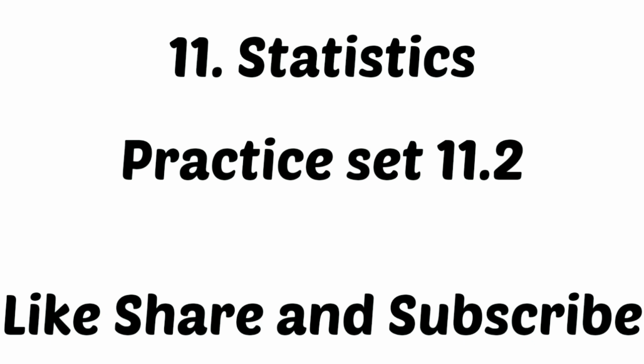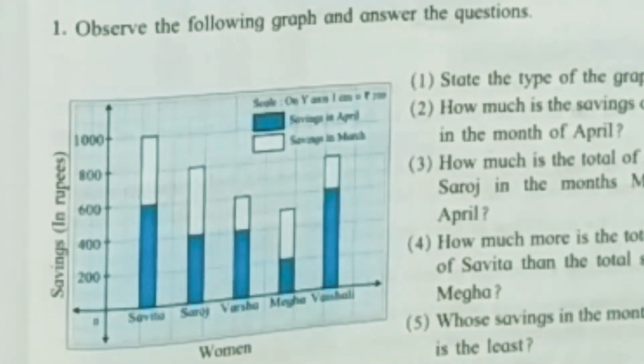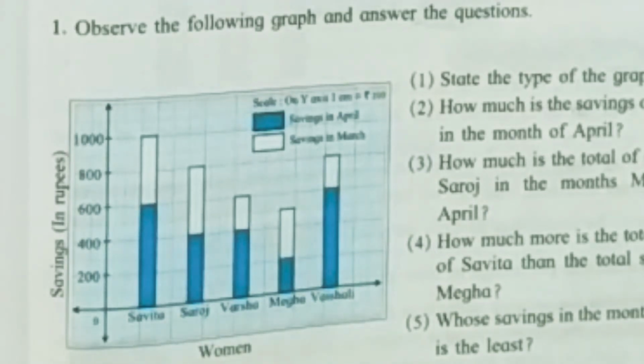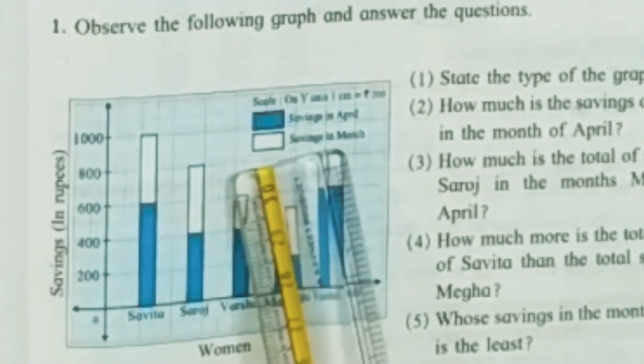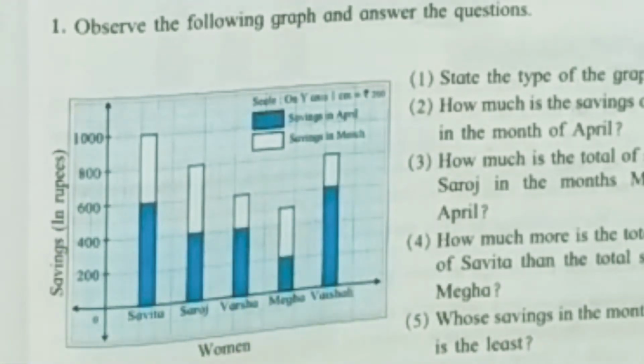Dear students, in this video, we will solve examples of practice set 11.2 from the chapter Statistics. The first question: observe the following graph and answer the following questions. So, in the graph you can see, it represents the women and their savings in the months of April and March.